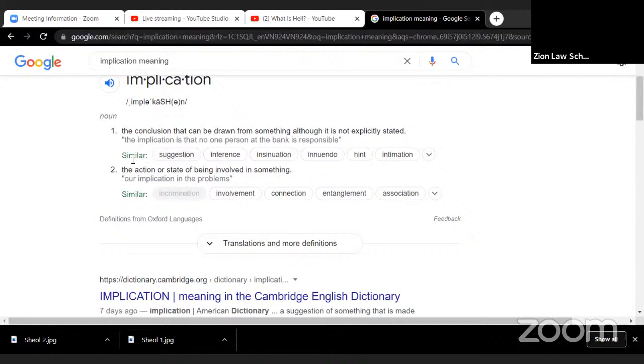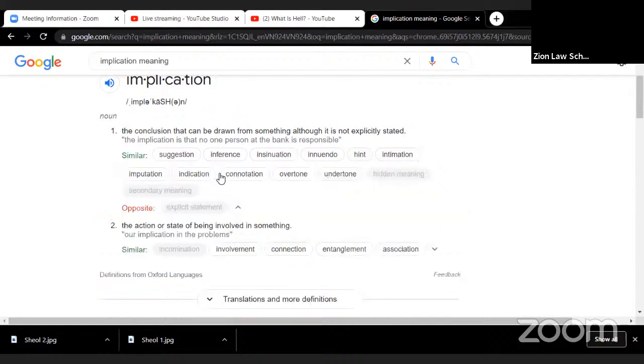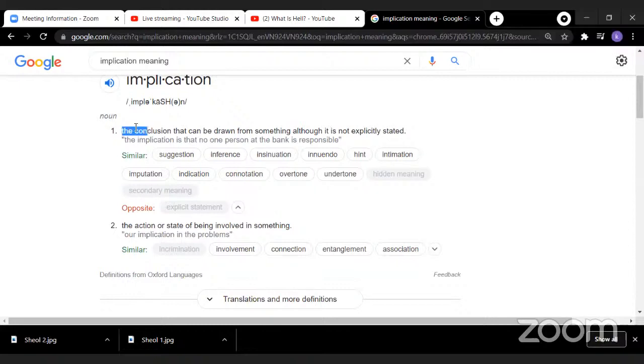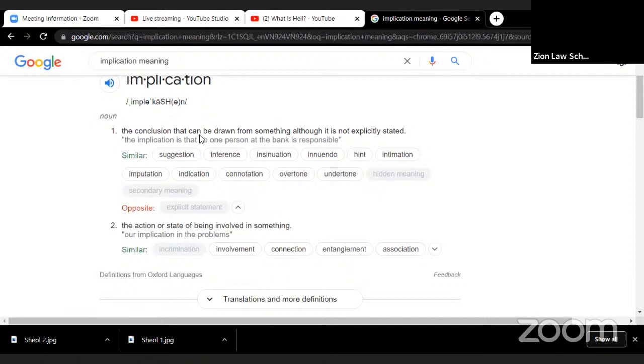Here's the similar: suggestion, inference, insinuation, innuendo, hint, indication, imputation. Okay. Again, the second meaning is the action or state of being involved in something: connection, entanglement, association. All right, so here we see as a noun implication in definition number one, the implication that can be drawn from something.